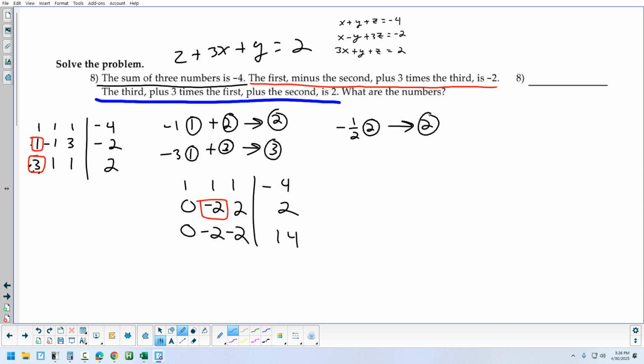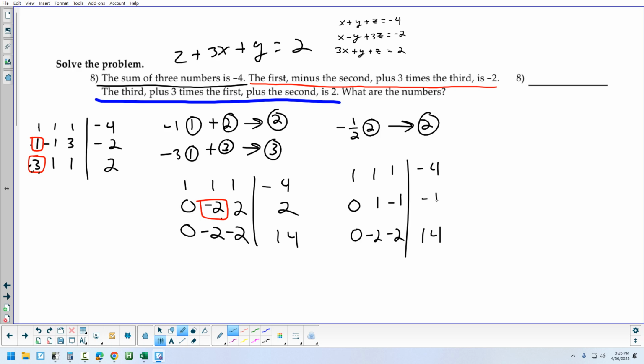I like to copy everything that stays the same. 1, 1, 1, negative 4, 0, negative 2, negative 2, 14. All right. What's 0 times negative a half? 0. What's negative 2 times negative a half? 1. And 2 times negative a half? Negative 1. And 2 times negative a half again. Negative 1. Okay, perfect. So now we got a 1 right where we want it.